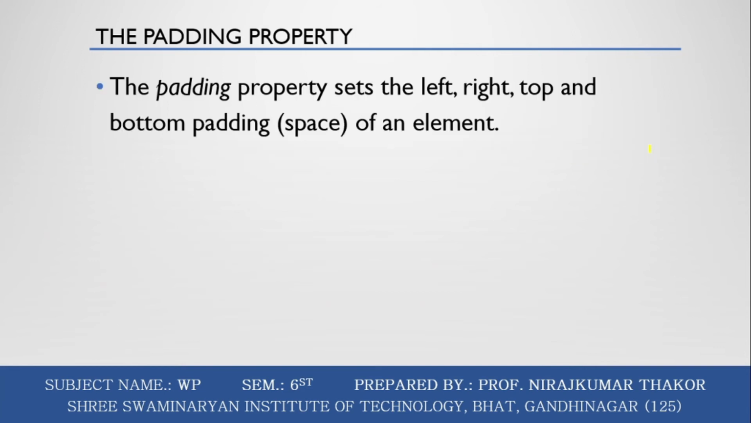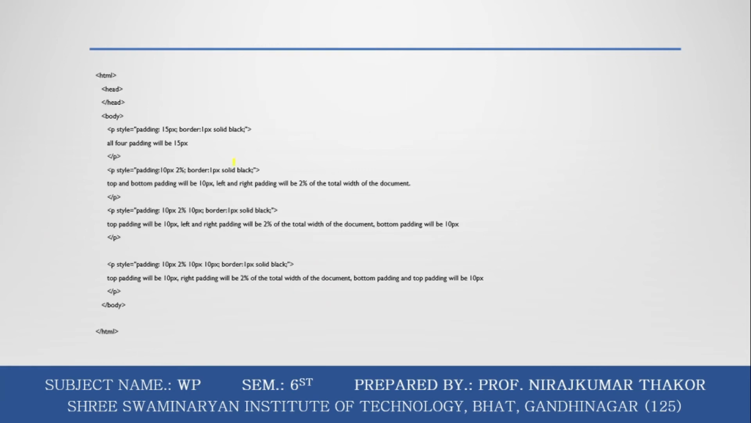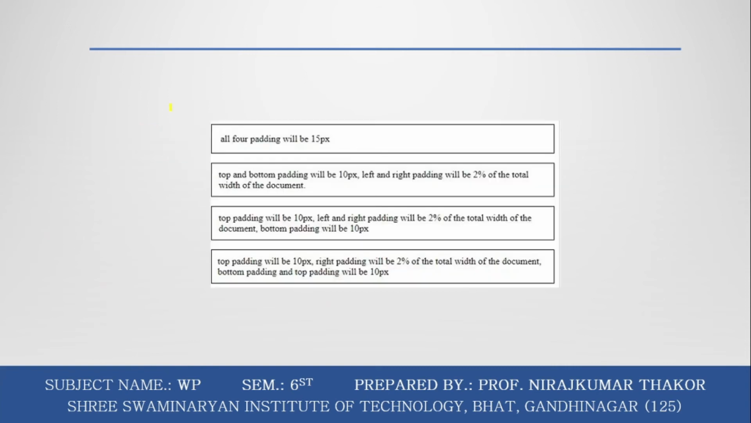Now the padding property sets the left, right, top and bottom padding of the element. So these are the padding properties: padding 15 pixels, padding 10 pixels and 2%, padding 10 pixels, 2% and 10 pixels, and padding 10 pixels, 2%, 10 pixels and 10 pixels. Okay, so this is all for padding.